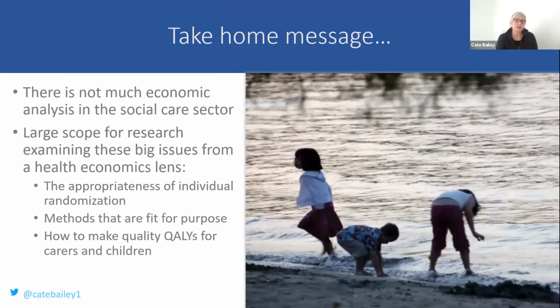Economic evaluations in the social care sector pose new questions for health economists that require creative solutions. This presentation has provided a brief overview of some of these questions with illustrative case studies. What we know is that there is not much economic analysis in the social care sector, but this sector has a big impact on people's health and well-being and huge associated costs.